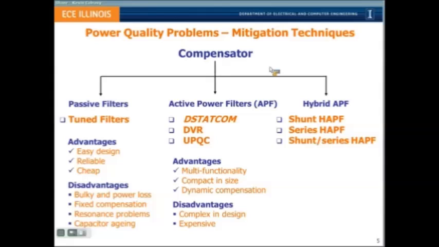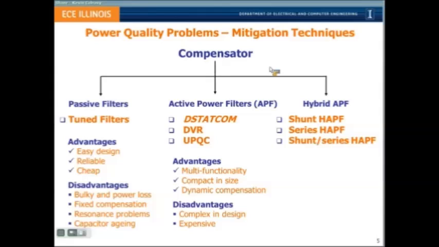The hybrid is just a combination of these two. So the idea is, let's say you have a band of harmonics to be eliminated. Some of them are taken care of by the active power filters. And let's say the smaller components, the components which don't create too much trouble, can be compensated by the passive filter. They are just a combination of these two.